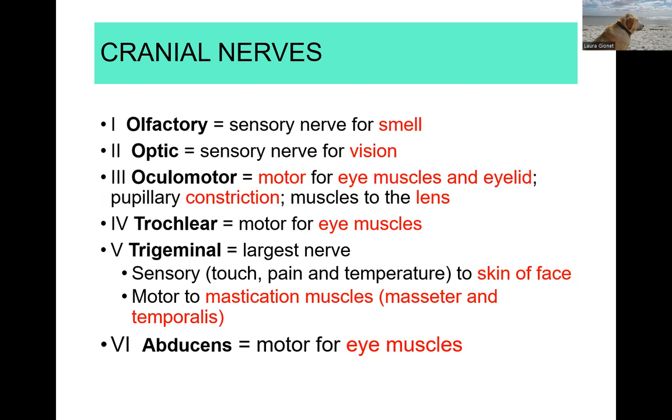Cranial nerve 1 is the olfactory nerve. These are sensory nerves, so they carry impulses to the brain regarding smell. Optic nerve is vision only. This is going to come from the retina. Smell comes from the linings of the nose.